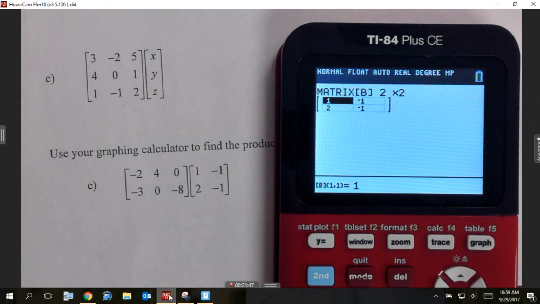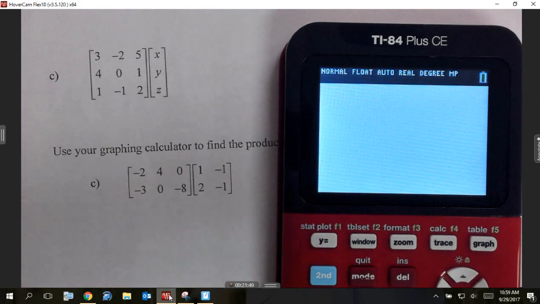Once you have those matrices entered, then you need to go back to the screen where you do calculations. You can do second mode to get back to that screen really quickly. Second mode works.